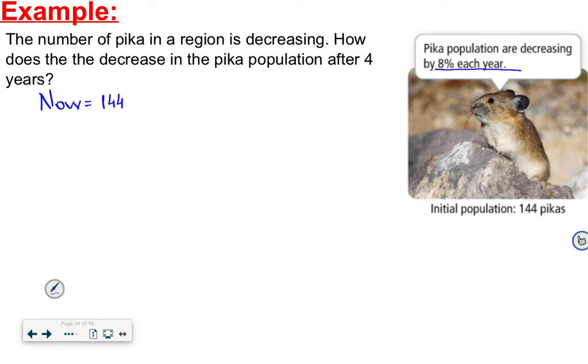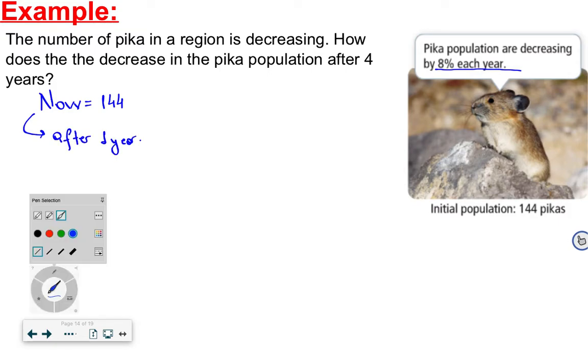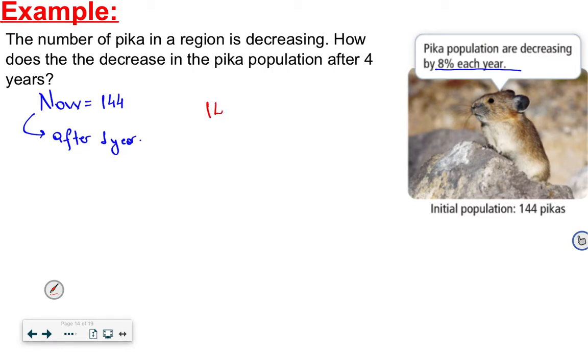So, what is the population after 1 year? To be able to find this, first of all, how many pika are going to be decreased after 1 year? We need to find that. So 144 times 8% is going to give us how many pikas are going to decrease. The number of the decreased pika population you can find from here.